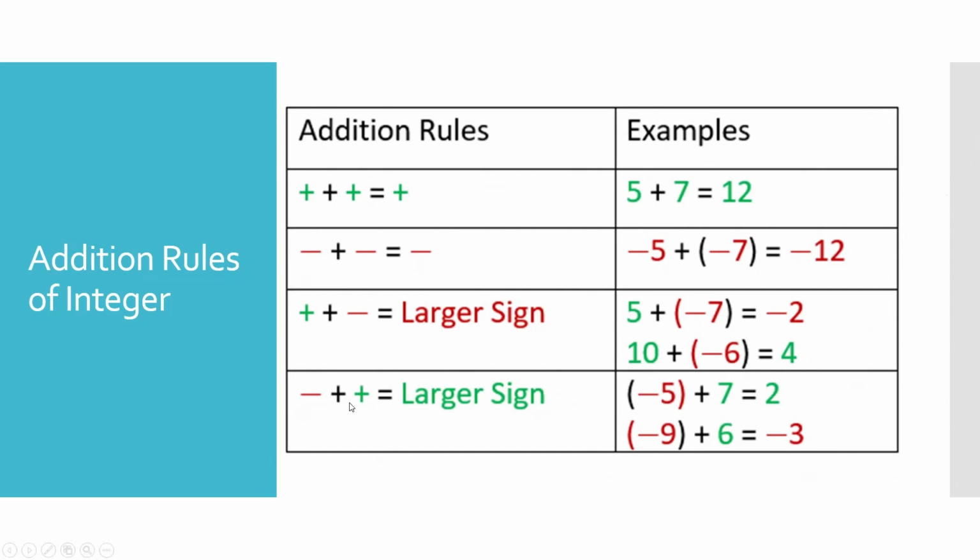The next one is another example similar to this one. If you add negative and positive numbers, you have to carry the sign of the larger value. Like here, -5 plus 7. So 2 is the result, and the greater number is positive, so it will be positive. Similarly, -9 negative, 6 positive. So the greater value is 9, and the sign will be negative. So these are the addition rules.